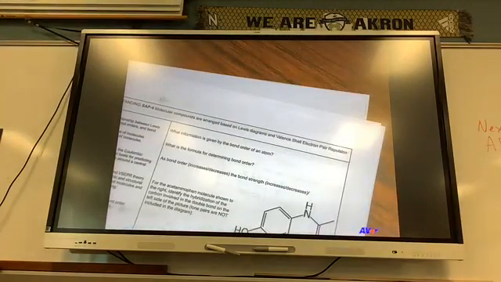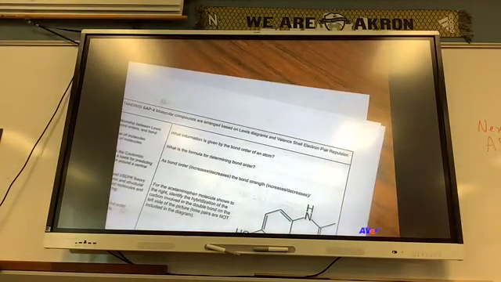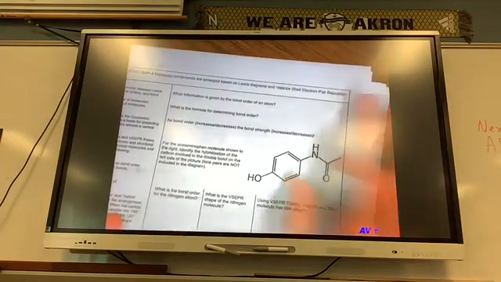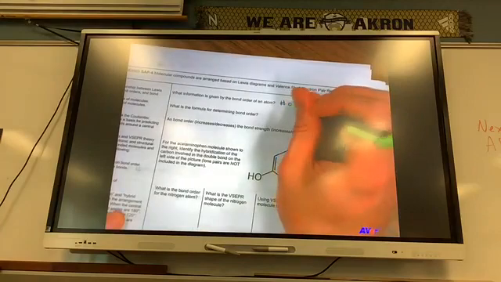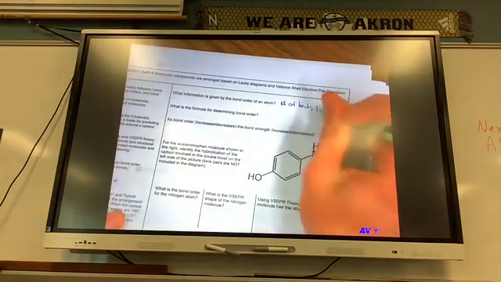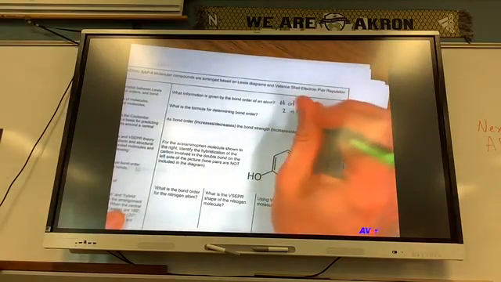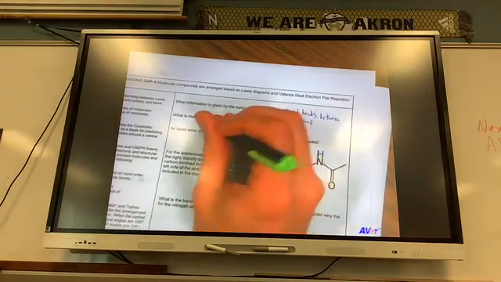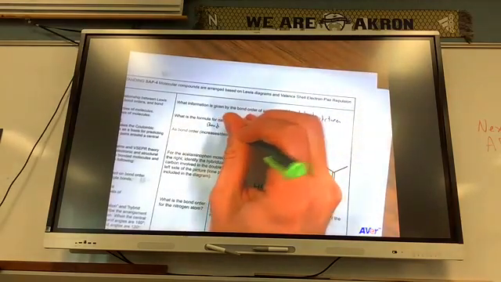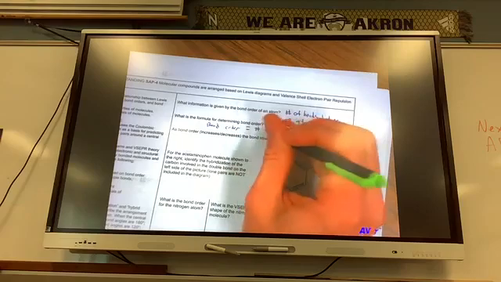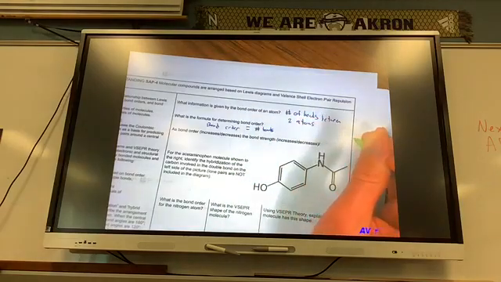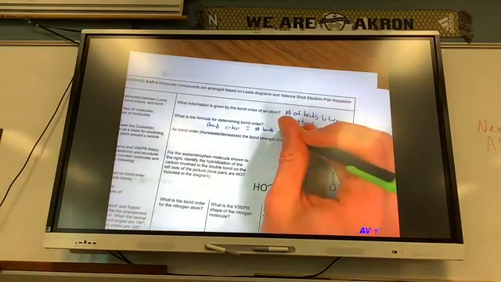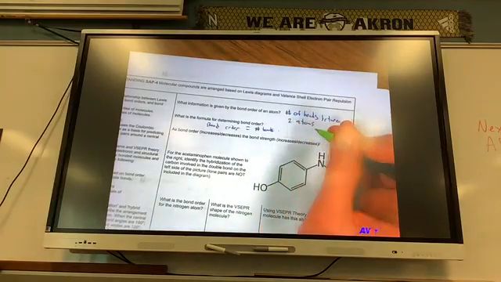Flip it. What information is given by the bond order of an atom? Don't overthink this. The number of bonds, right, between 2 atoms. What's the formula for determining bond order? So we did this maybe once, but bond order is equal to the number of bonds.